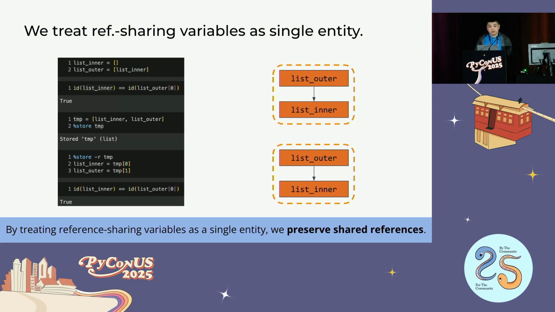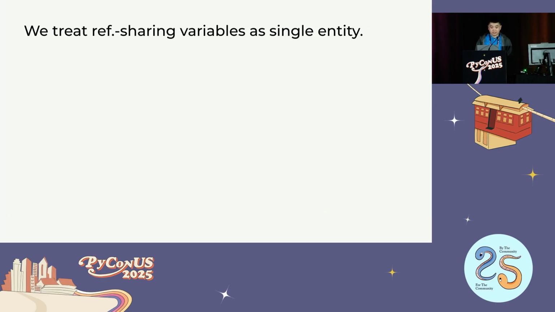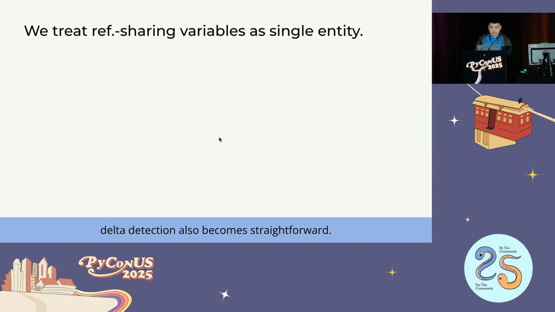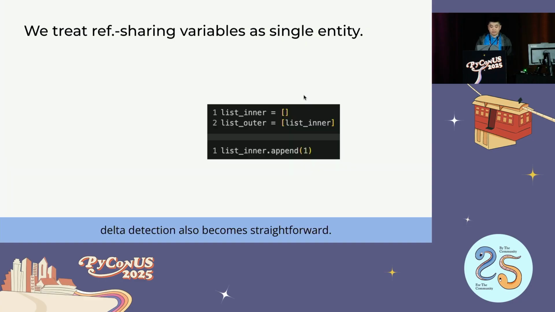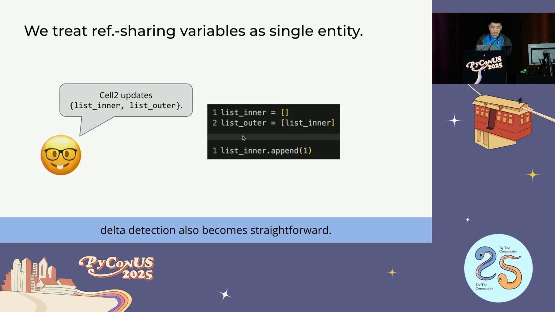The other benefit of this approach is that it coincidentally also solves the problem of cells containing hidden updates. It makes delta detection very straightforward. Given these two cells that we saw earlier, instead of pondering whether the second cell updates list inner or list outer, we would just straight up say it updates the entire thing.